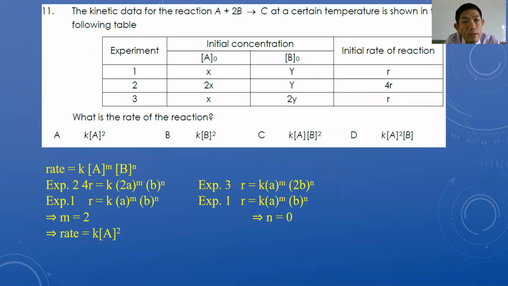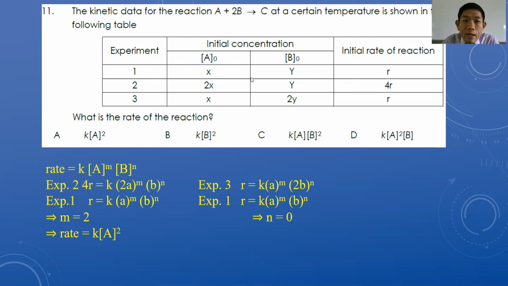Then we have question number 11. The kinetic data for the reaction A plus 2B gives C at a certain temperature is shown below. You can see from the table, experiment 1, X and Y give initial rate R. Experiment 2, 2X and Y give 4R. And experiment 3, X and 2Y give R.